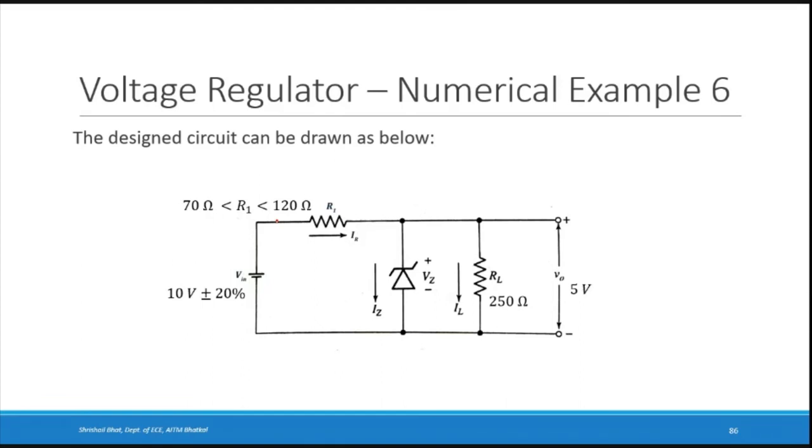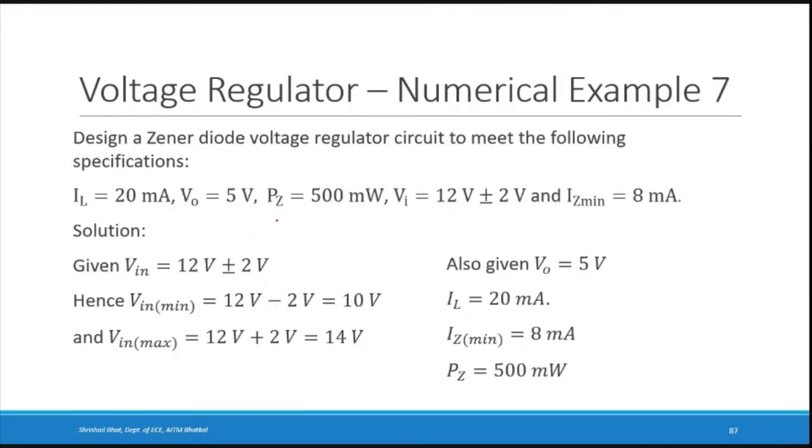There is yet another example similar to this one, but the way the parameters are given is slightly different. See, this is another example. You are asked to design a Zener diode voltage regulator to meet the following specifications. You are given IL as 20 milliamps. V0 is given as 5 volts. PZ is the power dissipated by a Zener diode, given as 500 milliwatts. The input voltage is VI, that is 12 volts plus or minus 2 volts. Here it is mentioned in terms of voltage itself, not percentage, so you can use it directly. And IZ min is given as 8 milliamps.